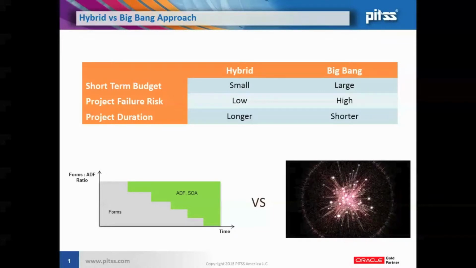Simply, most organizations don't have the budget or manpower to migrate large forms applications to ADF, and this is called the Big Bang approach. So to save budget and also manpower, you can actually migrate over small batches of forms over to ADF at your own pace.